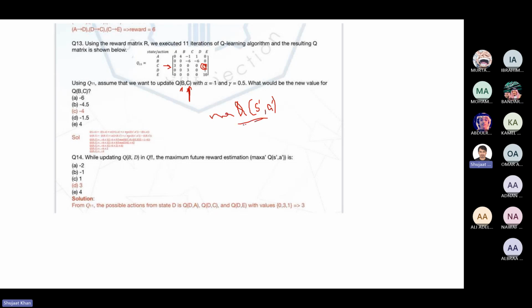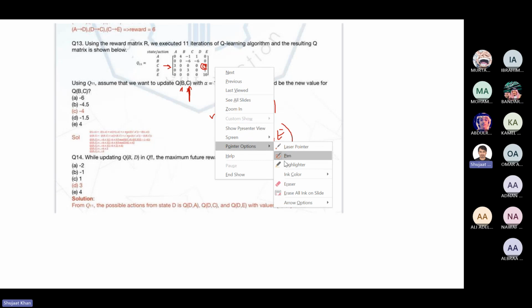So here, which state are we talking about? If we are in C, the maximum reward will be received at E, and it is equal to 4. So this is the maximum reward that I will get. And so here it is 4 multiplied by the gamma, which is 0.5. 4 multiplied by 0.5 is 2.